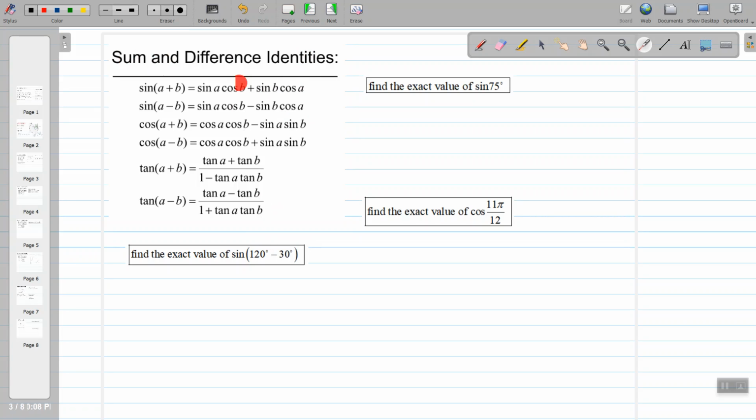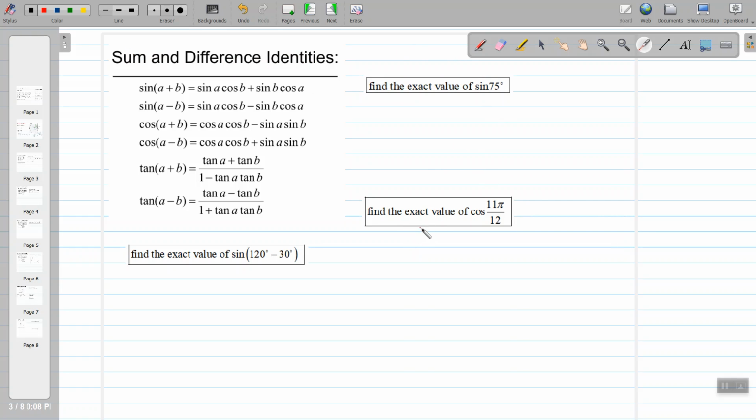Okay, so over here you've got all your formulas, and over here we've got some practice problems for you to use these formulas with. Okay, so let's start with this guy over here. This is a typical problem in which you would use your identity. So it asks you, find the exact value of sine of 75 degrees.